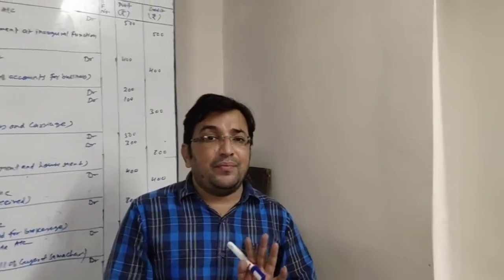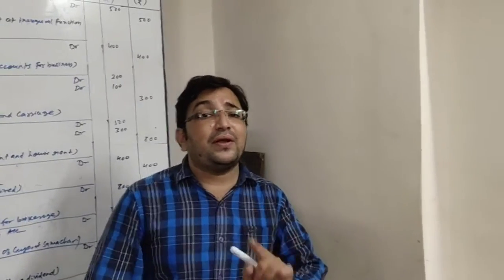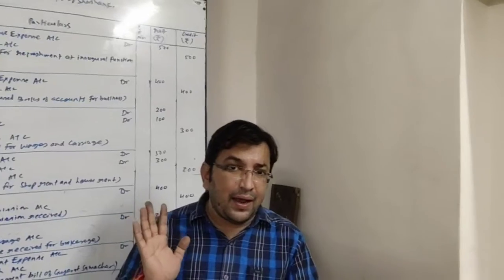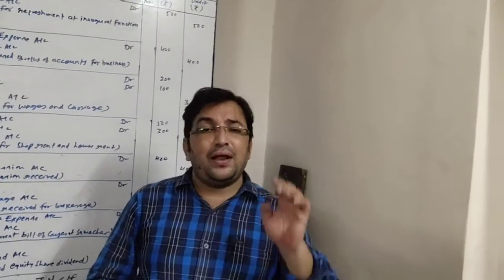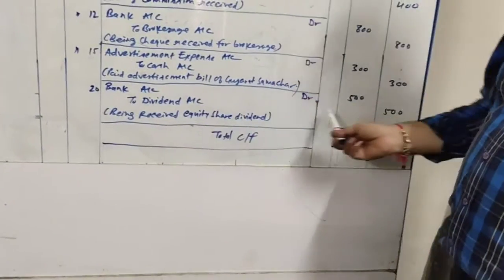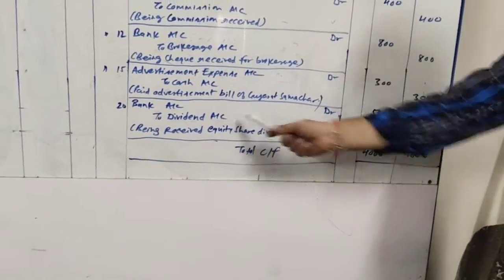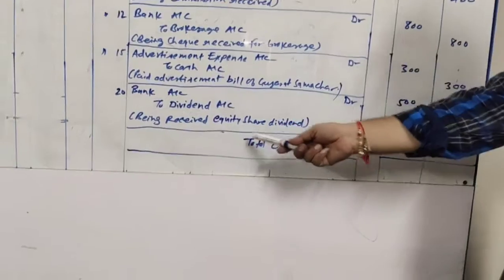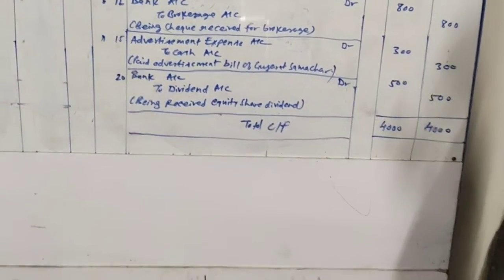Now for us it is an income. Dividend is an income. What kind of income? It is a return on investment in shares. So it is an income, and it is always received through check or directly in our bank account. So our bank balance will increase, bank account will be debited, and it is an income. So income account, that is dividend account, will be credited. Here the entry is bank account debit 500 to dividend account 500 being received equity share dividend.